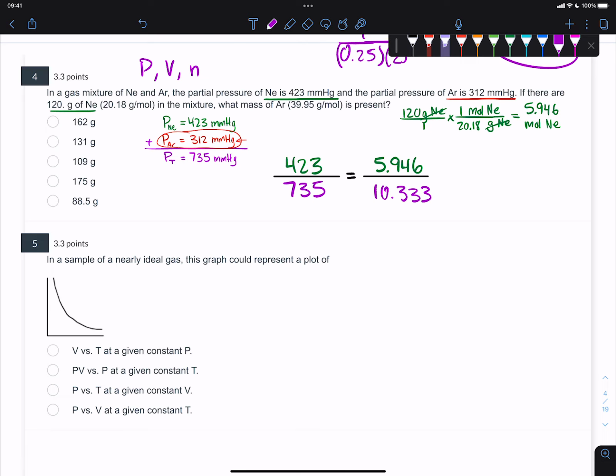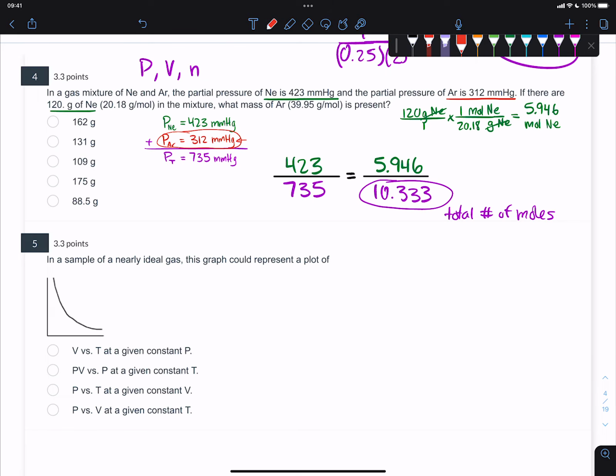10.333 total number of moles. I'm going to label that here because that's going to be important to know. Total number of moles. Now this container only has two gases, neon and argon. So if you do some basic math, you can figure out that if there are 10.333 total number of moles and 5.946 of those come from neon, then how much comes from argon?